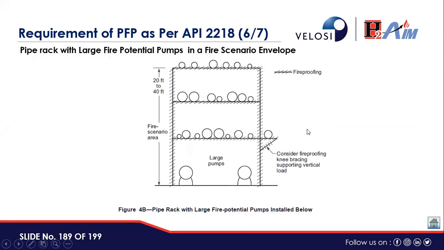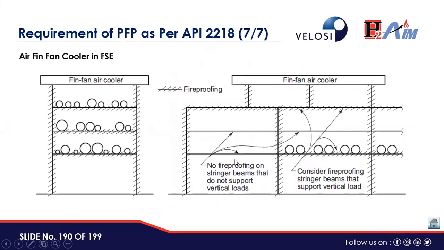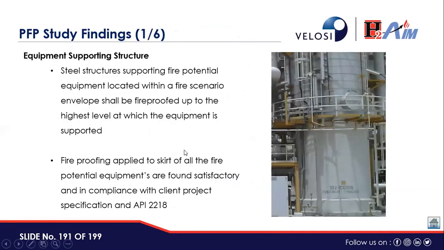And this is the pipe rack with large fire potential pumps installed below. So consider fireproofing knee bracing supporting vertical load as well. So air fin fan cooler in the envelope. So this is the fireproofing and the equipment supporting structure. Steel structures supporting fire potential equipment located within the fire scenario envelope shall be fireproofed up to the highest level at which the equipment is supported.